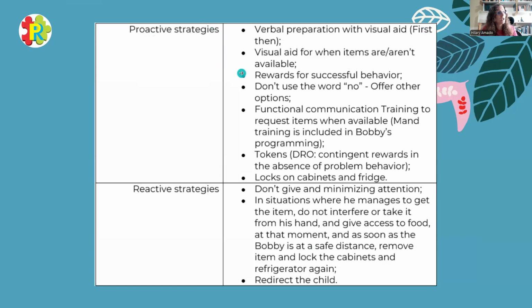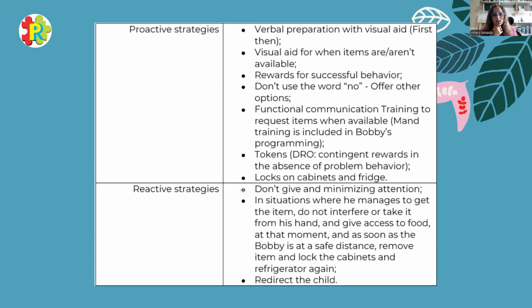Rewards for successful behavior. Don't use the word no. Offer other options. Functional communication training to request items when available. So we would have mand training already included in Bobby's programming. Tokens or a DRO program where we have contingent rewards in the absence of problem behavior. So for every 15 minutes that Bobby doesn't have a tantrum for access to these items, we might provide access to these items or other items. And we're also going to put locks on cabinets and the fridge.